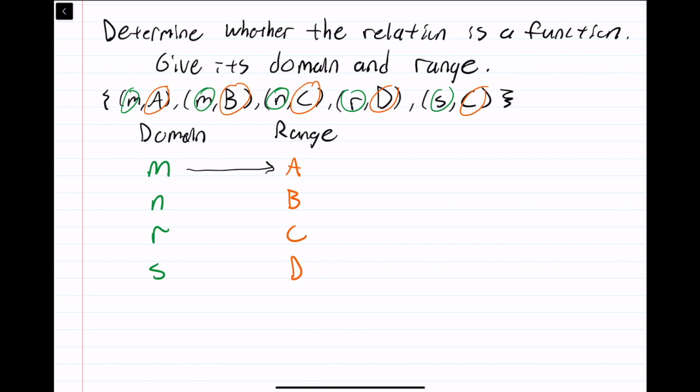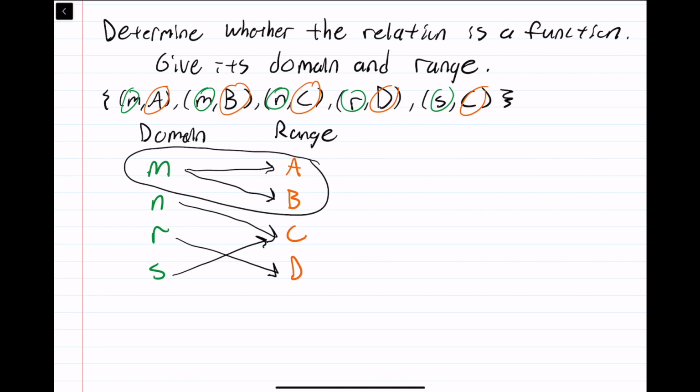So M maps to A, M also maps to B, N maps to C, R maps to D, and S maps to C. So this is not a function because M maps to both A and B. So not a function. For this to be a function, each member of the domain can only map to one member of the range.